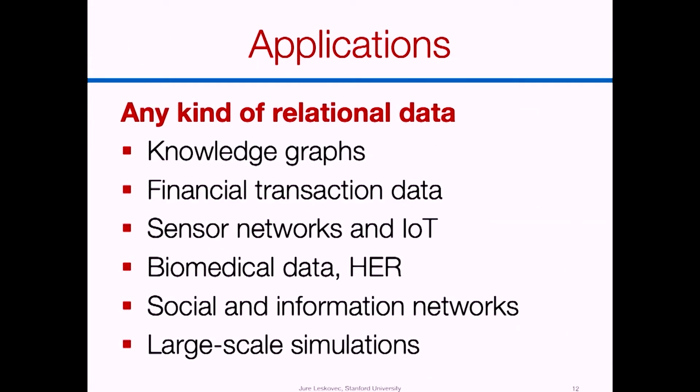So with this, we can now take this idea, where the relational structure defines the computation graph, and apply it across a huge number of domains. Anything from knowledge graphs, financial transactions, sensor networks, IoT data, to biomedical EHR type data, social information networks. We are even applying this to large-scale physics simulations, where we want to use neural networks to speed up realistic physics-based simulations for various kinds of natural phenomena and things like that.